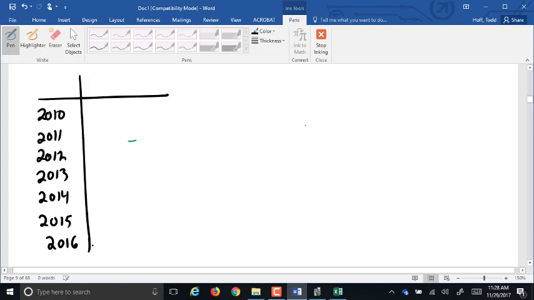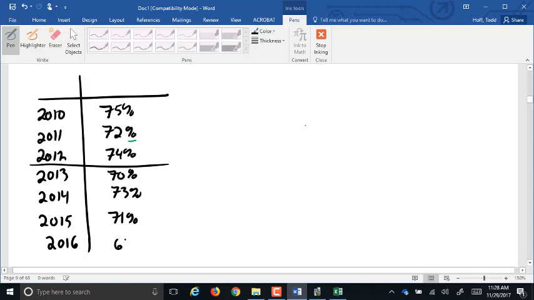And let's put in those percents here as percents of success. We had 75%, 72, and 74. Let's see, we had 70, 73. And we had 71 and 64%. So year and success rate.